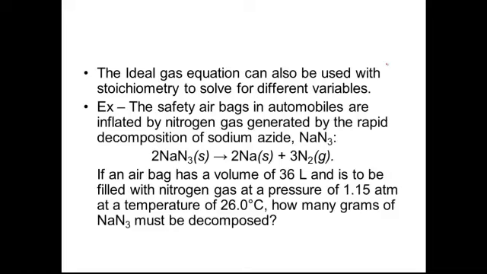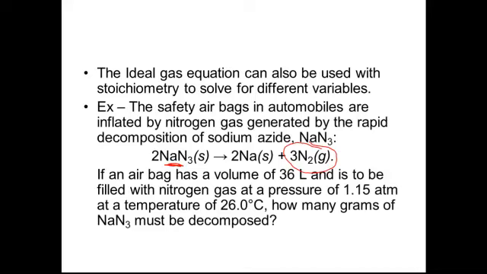Now, one of the things that the ideal gas equation can be used for as well is to solve for different variables. For example here, the safety airbags in automobiles are inflated by nitrogen gas generated by the rapid decomposition of sodium azide, NaN3. This NaN3 breaks down, it gets heated up really quickly inside your steering column, and when it does that, it creates a large amount of nitrogen gas, and that's what blows up your airbag.